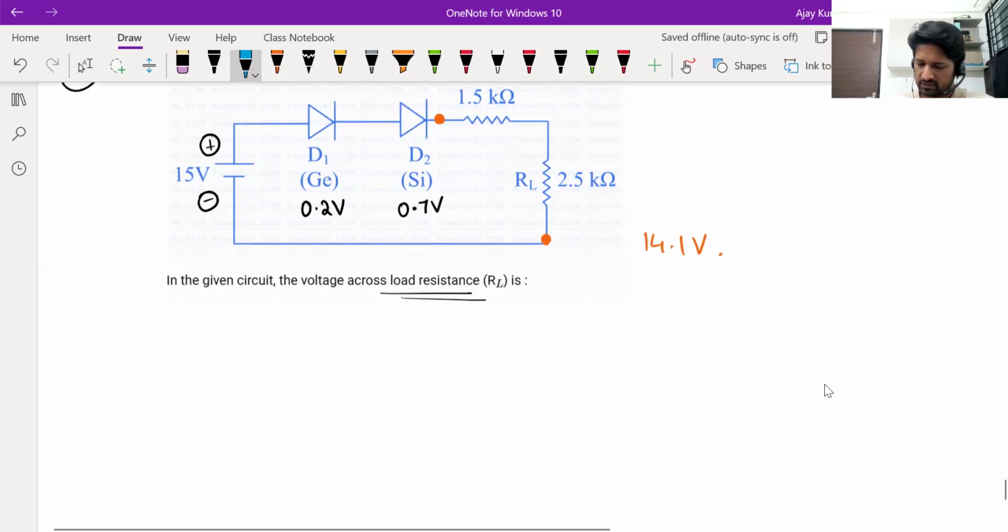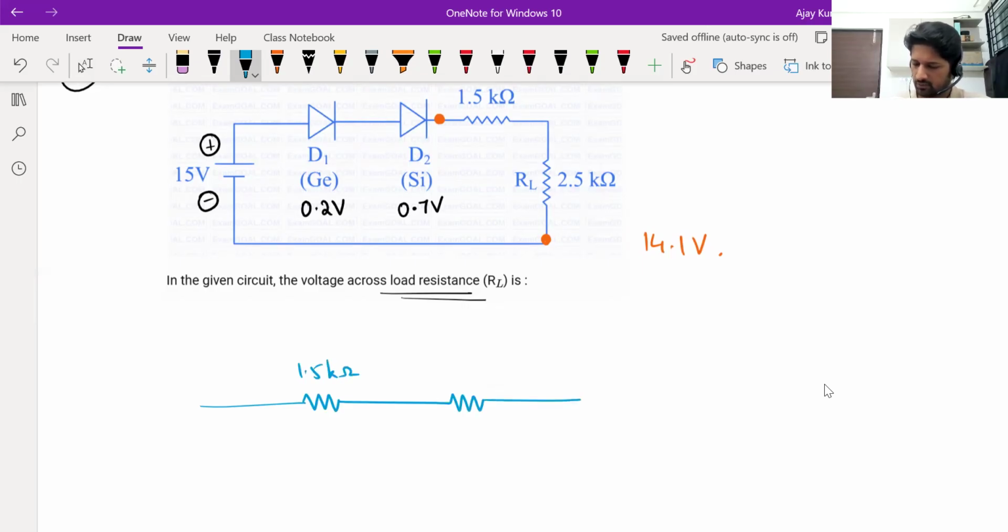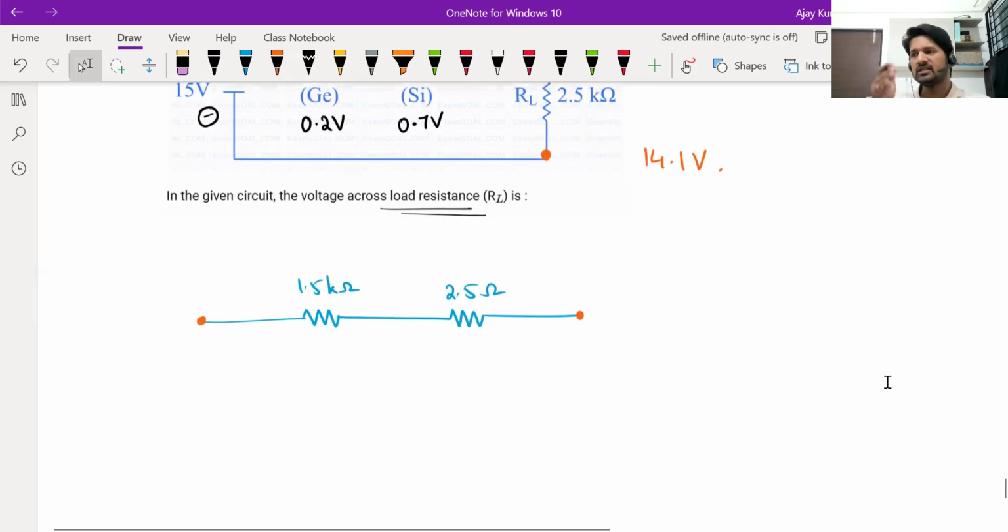Now there are two resistors basically, 1.5 kilo ohms and 2.5 kilo ohms. And you can see that they are in series with each other. So in series, when a certain voltage is applied across a branch, the voltage gets distributed in the same ratio as the resistors. We know V is equal to IR. So V1 is to V2 will be R1 is to R2 because series has the same current.